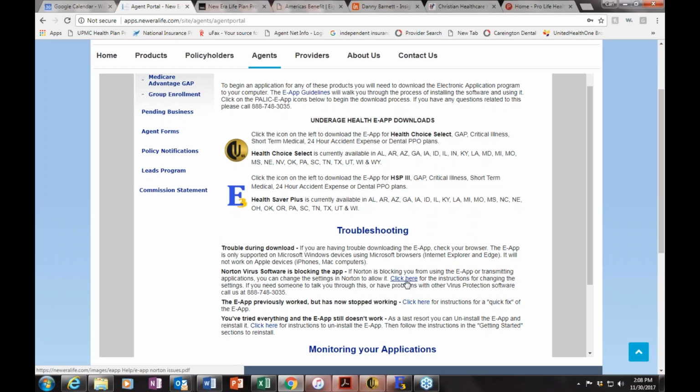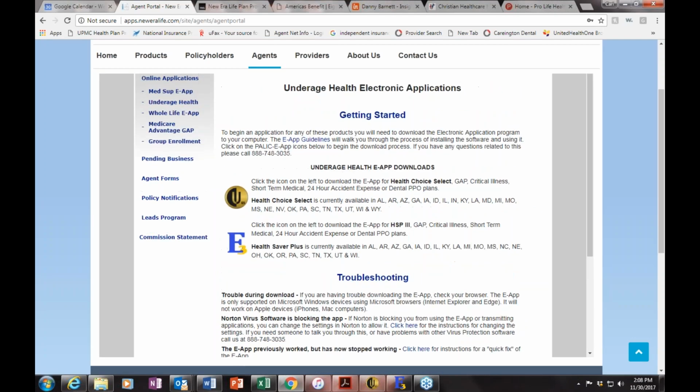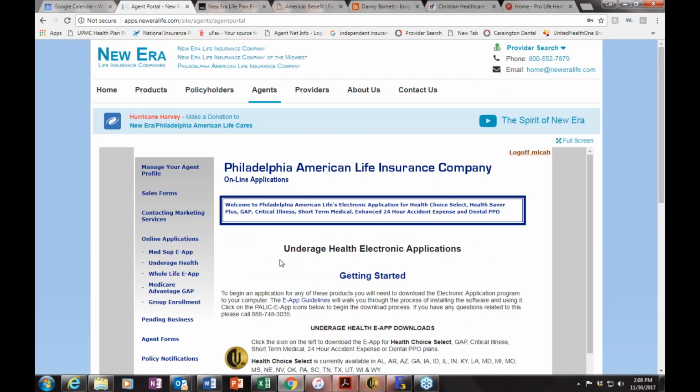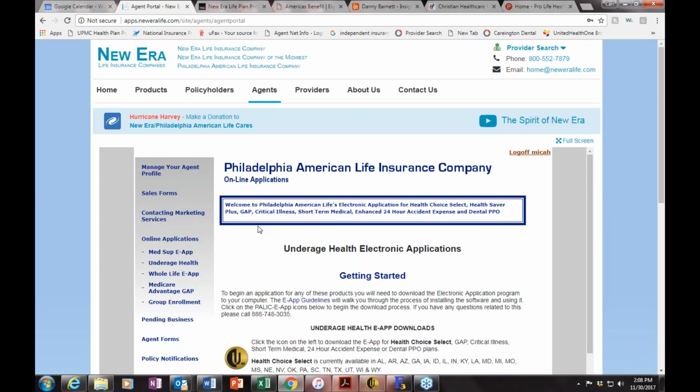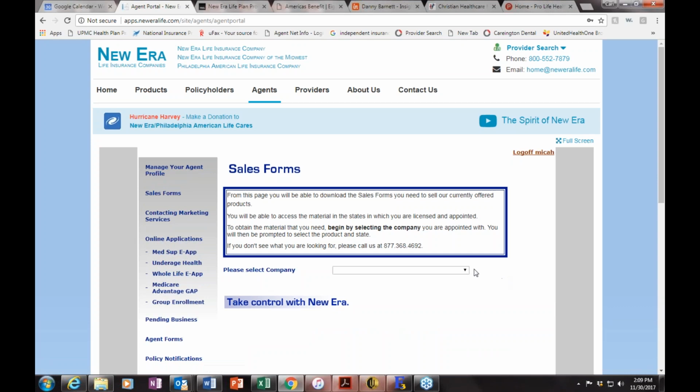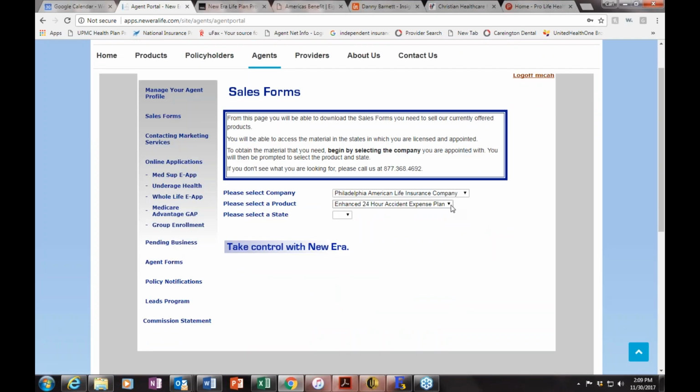The second piece that I wanted to show you is for product brochures. If you need to get a PDF of a product or a rate sheet, or you want to print an application, you would go up here to Sales Forms, select the company, and whichever product you want, you can get a product brochure.